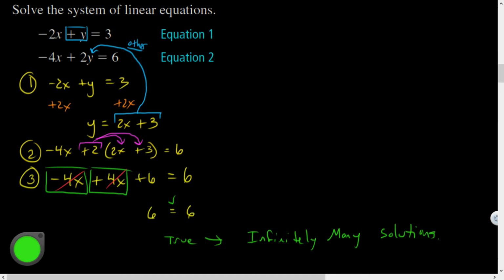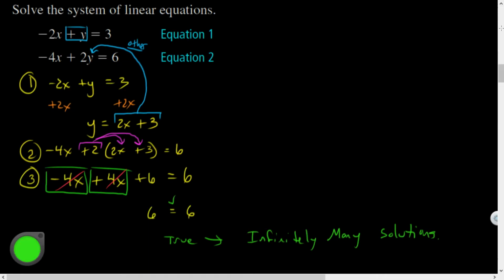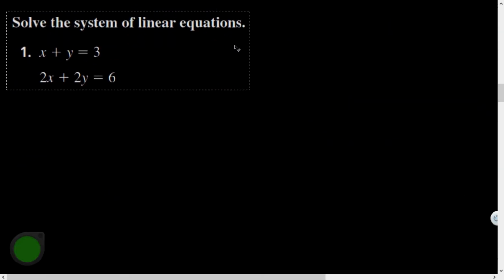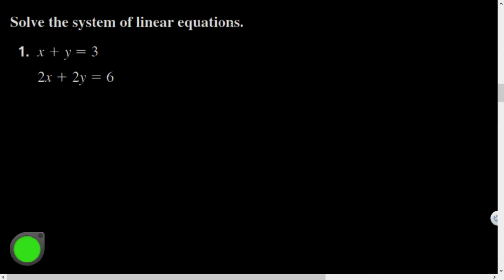Let's have you guys try one before we do the word problem. Let's have you try monitoring progress, example 1. We'll have you guys try this. You can use elimination or substitution. I'll be around, walking around, helping out.